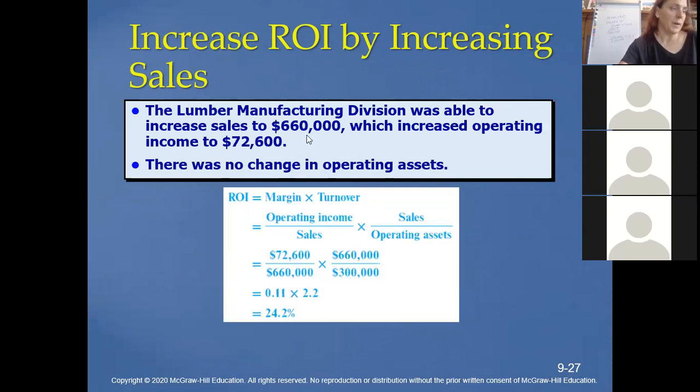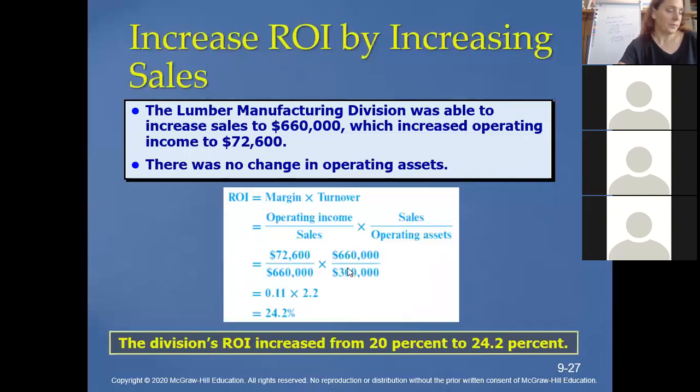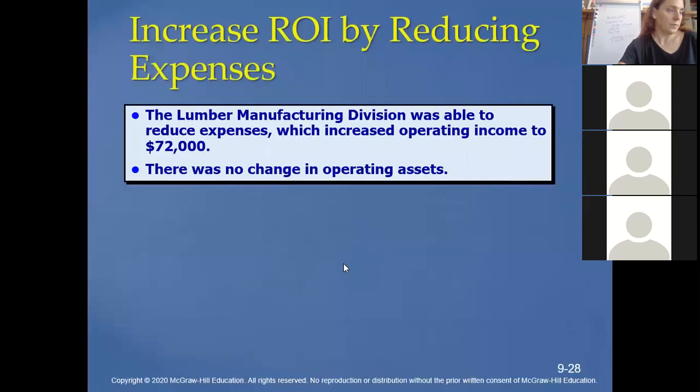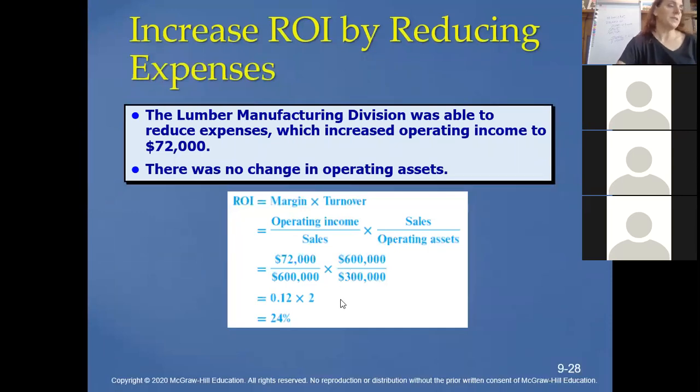So increased sales to 660,000, which increased operating income to 72,600, with no change in operating assets. It gives you a breakdown of how your ROI is going to change. And again, you can do it through the longer version of ROI, or you can just do the income over your assets. And then this is the difference in expenses. They're able to reduce their expenses.